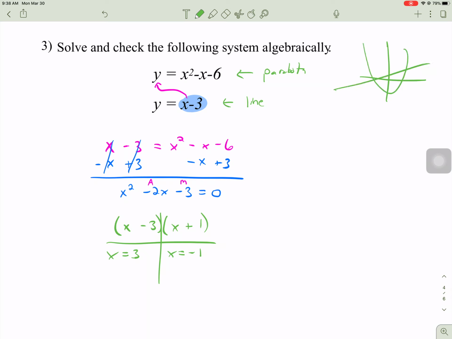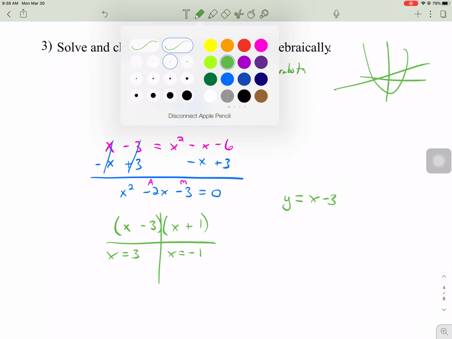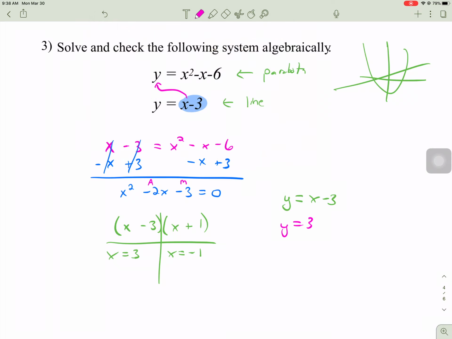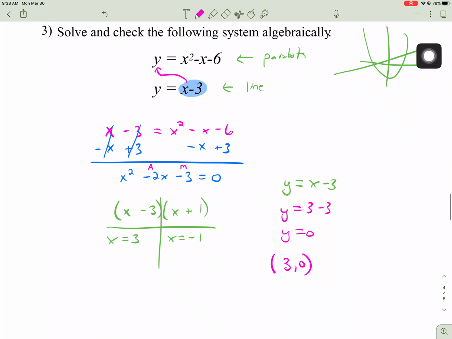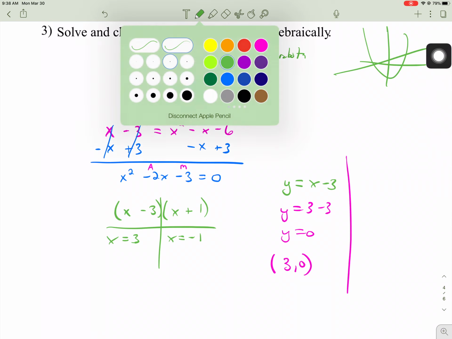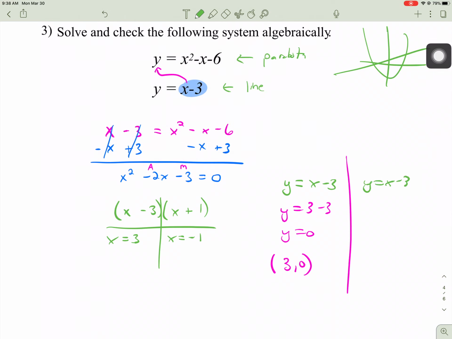That's fine. So I'm going to substitute 3 in. I'm going to get y equals x minus 3. So I'm going to plug 3 into that. So you get y equals 0. So your first answer is (3, 0). And then I'm going to plug in to y equals x minus 3 again. y equals negative 1 minus 3. y equals negative 4, which means our second point is (negative 1, negative 4).